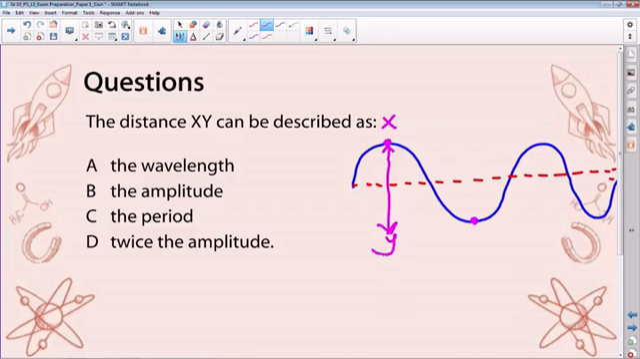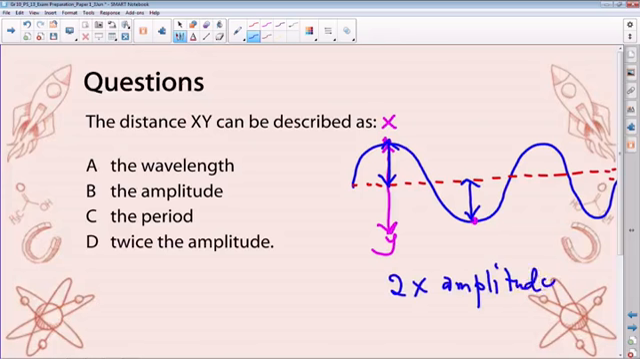Now, it's very important to understand that this is the point of maximum disturbance from rest position, yet this is another point of maximum disturbance from rest position. However, this is in the opposite direction from the one that moves from rest position to crest. So this is 2 times the amplitude. In other words, indeed, this is twice the amplitude. So that's the technique as far as answering the question.